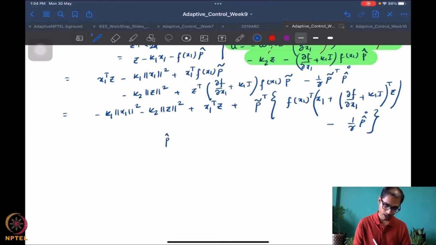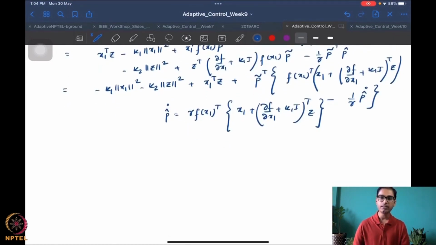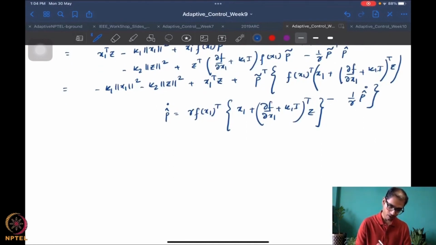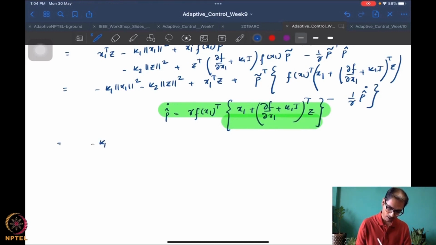And once I make this choice, I'm left with my update law, right? Just this. So once I've made this choice, my V is basically minus k1 norm x1 squared minus k2 norm z squared plus x1 transpose z. And I know that this last term is less than or equal to half norm x1 squared plus half norm z squared by standard completion of squares, using ab is less than or equal to (a squared plus b squared) divided by 2, right?